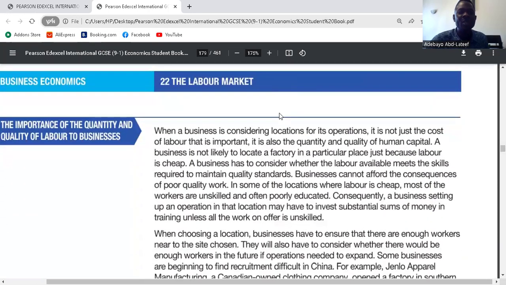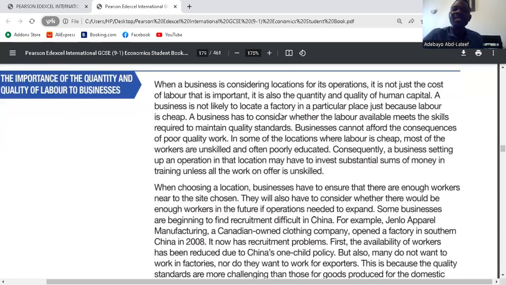The importance of the quantity and the quality of labor to business. When a business is considering a location for its operation, it is not just the cost of labor that is important. It is also the quantity and the quality of human capital. And what is human capital? The value a worker is able to put on the desk. That is what human capital is. So it is important to understand the quality of the workers too.